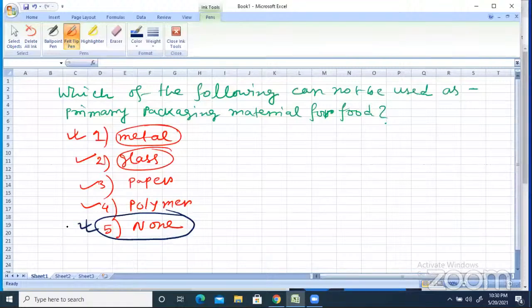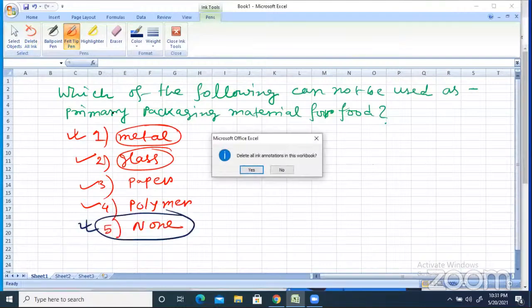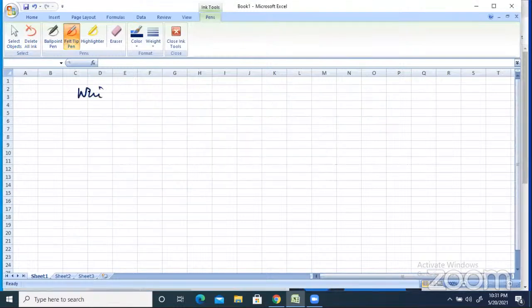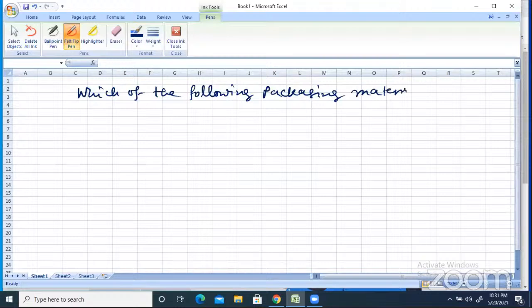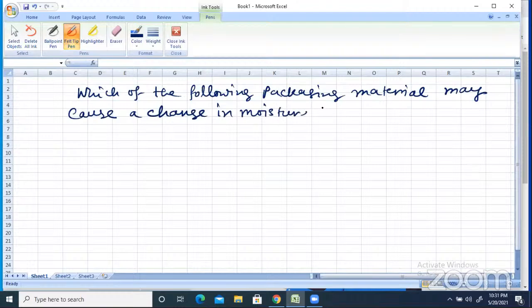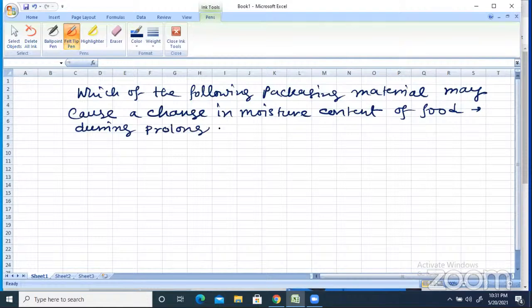Okay, next question. Which of the following packaging materials may cause a change in moisture content of food during prolonged storage?